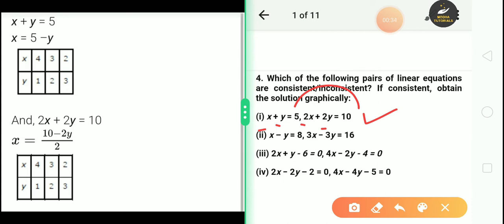5 2s are 10. So a1 upon a2 is equal to b1 upon b2 is equal to c1 upon c2. So all ratios are equal. So it means we should get coincident lines.